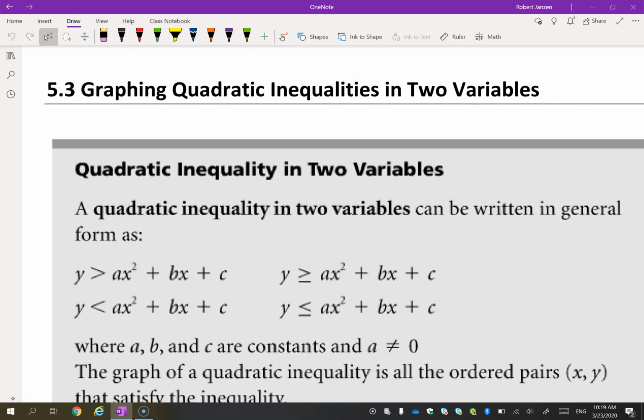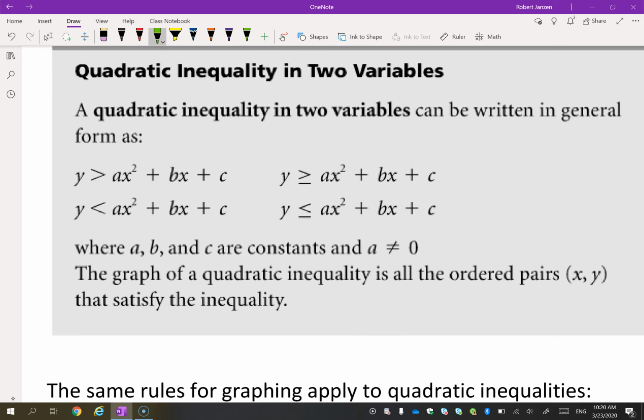Next lesson in this unit is graphing quadratic inequalities. So thinking back to yesterday, you graphed linear inequalities. Today it's quadratic inequalities. So basically it's going to be a parabola where you're shading above or below the line. Okay, and you can see same kind of idea.